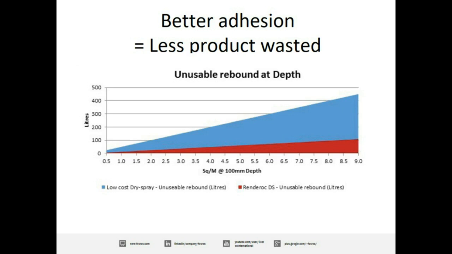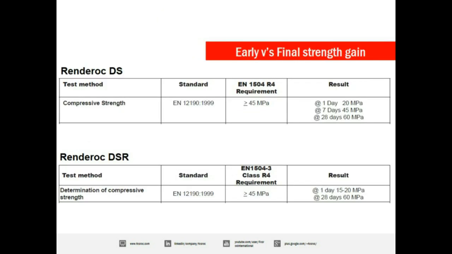Now, if we look at some of the information from the data sheets regarding RenderOp DS and RenderOp DSR, bearing in mind that DSR is the rapid setting version of it, with rapid setting cementitious materials, repair mortars, the fact that you get such good early strength, it usually comes at the detriment of the final strength, if you like. That's not the case with RenderOp DSR.